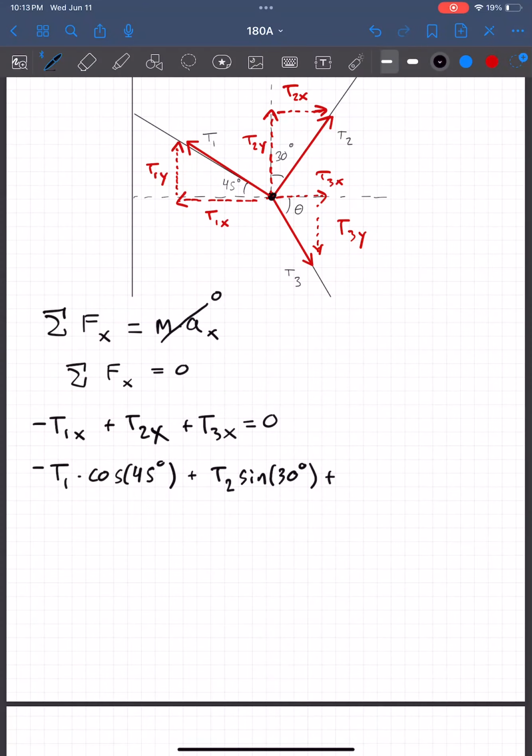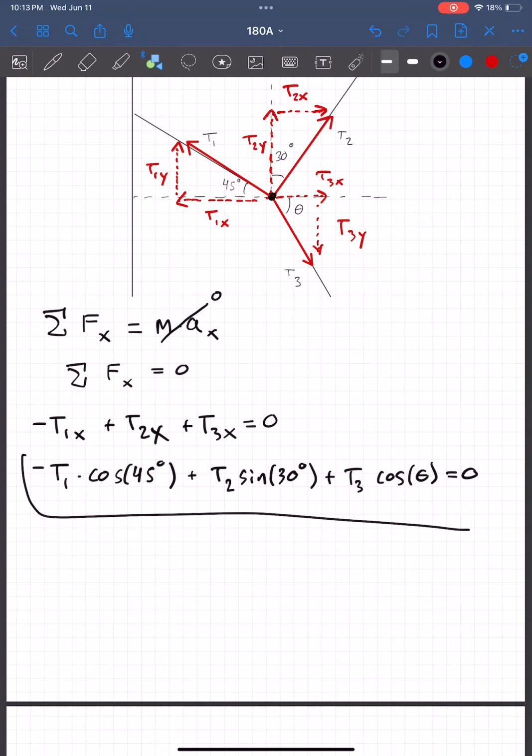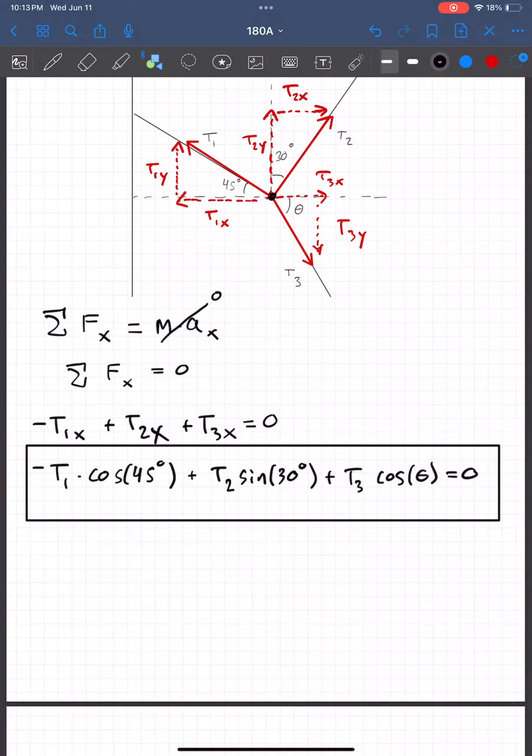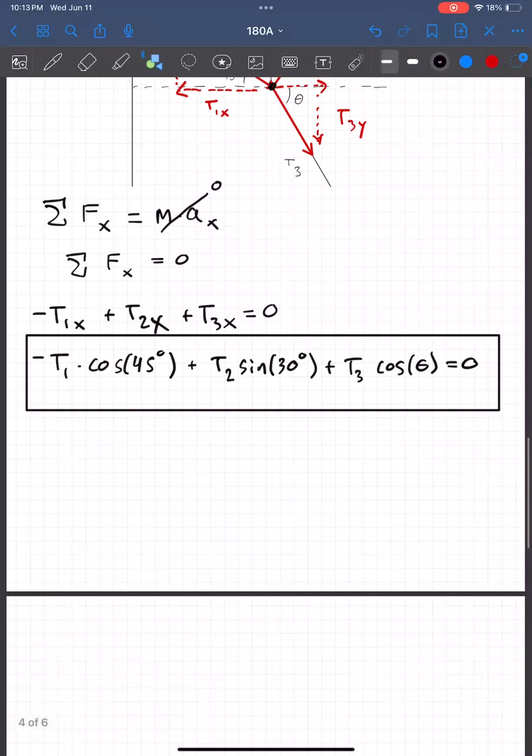And then finally, the x component of tension 3 is over here. It's the side that is adjacent to this unknown angle. So I will write magnitude T3 times the cosine of theta. That is equal to 0. Okay, so I'm going to box this equation here. Box it up real nice. It's going to serve as a present later.